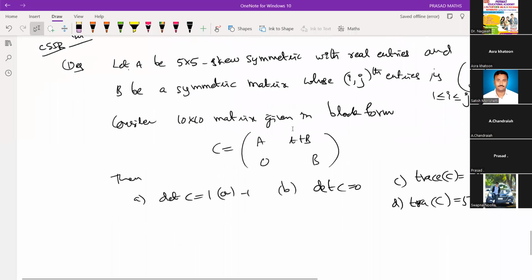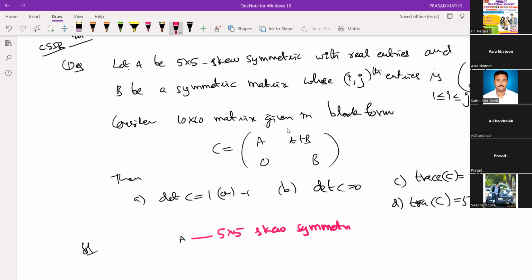Now tell me, what is it? Looking for the first option. What is A matrix? Skew symmetric. A is a 5 cross 5 skew symmetric. Therefore, skew symmetric means what? What is the det A equals to? It's an odd order. Once it is odd order, it is 0. 5 is an odd number. Generally, if you take an even order, need not be, but here it's an odd number. Det A is 0.